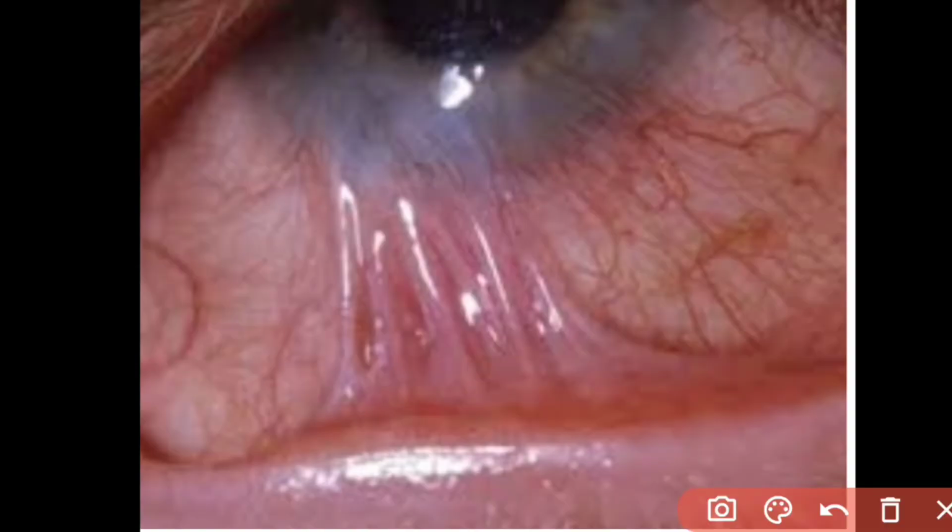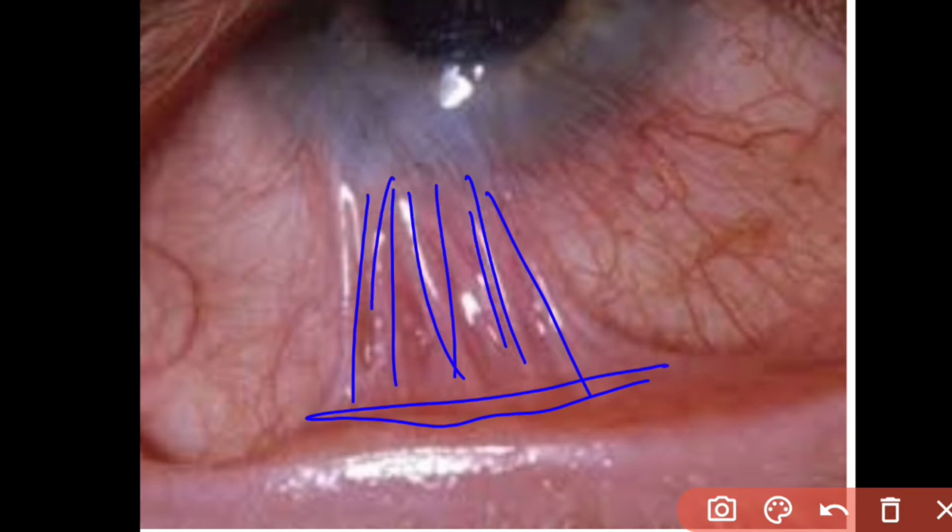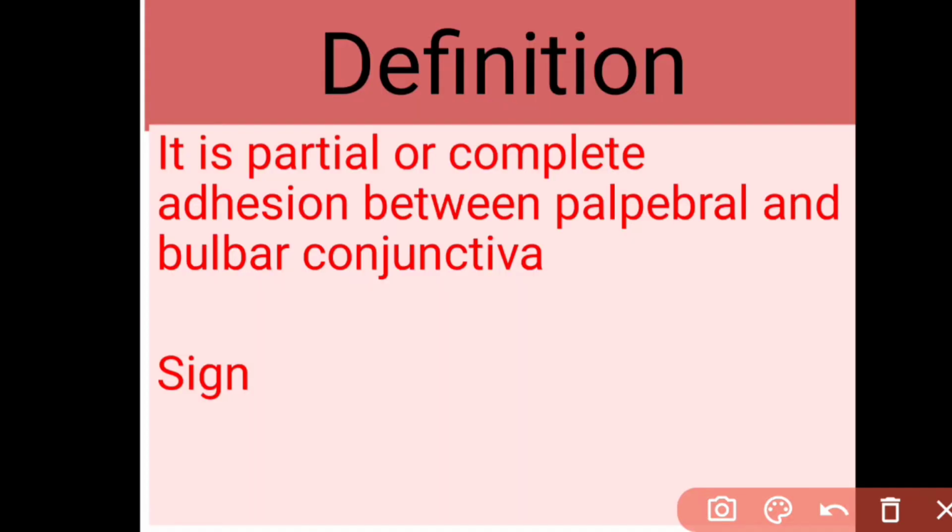So as you can see in this picture, there are some adhesions which are formed between this eyelid as well as the eyeball. So from the conjunctiva of the eyelid, that is palpebral conjunctiva, to the bulbar conjunctiva, there are a few fibrous adhesions which are formed. This is called Symblepharon. So you can define this Symblepharon as a partial or complete adhesion between the palpebral and the bulbar conjunctiva. So there are adhesions formed between the eyelids and the eyeball.